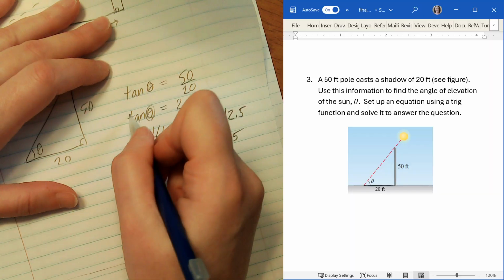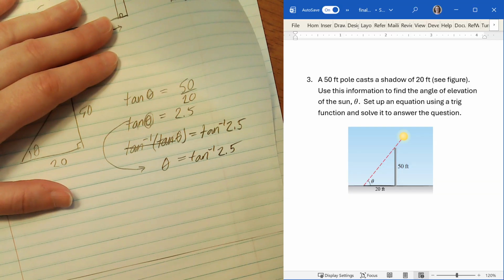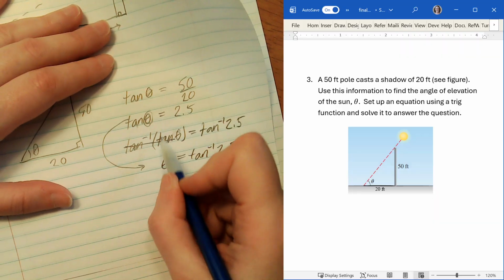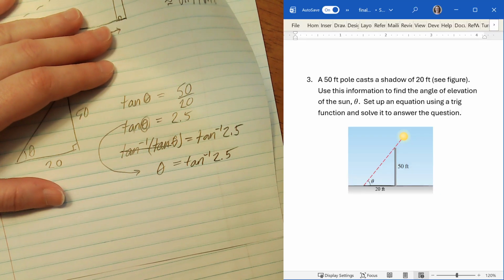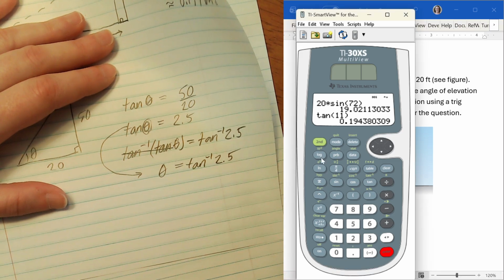If you want to skip right from tangent of theta equals 2.5 down to theta equals tangent inverse of 2.5, that is totally fine as well. I tend to like thinking of it as popping both sides into the same function, but whatever works for you is fine. Okay, so we're just going to put that in the calculator.